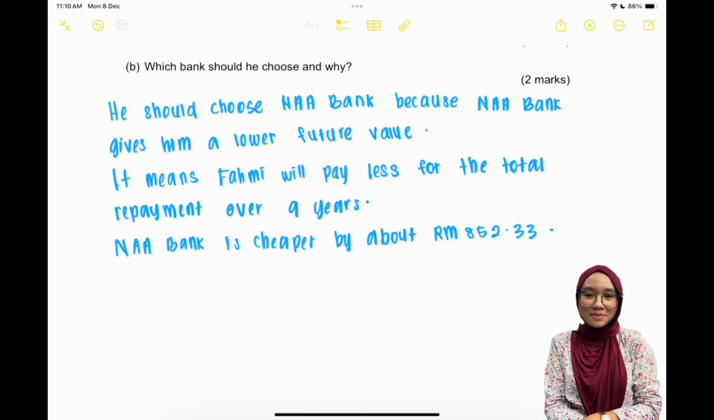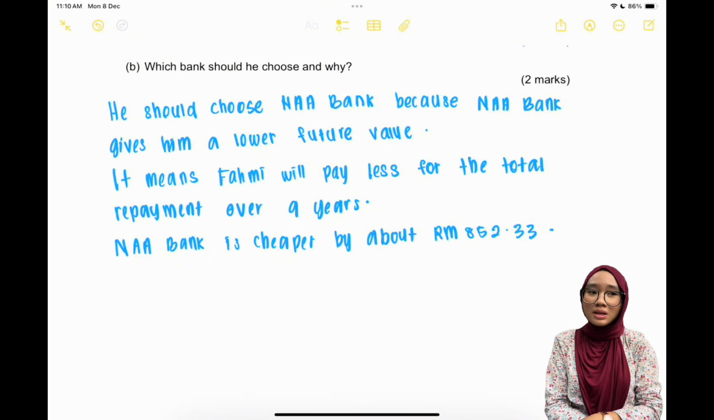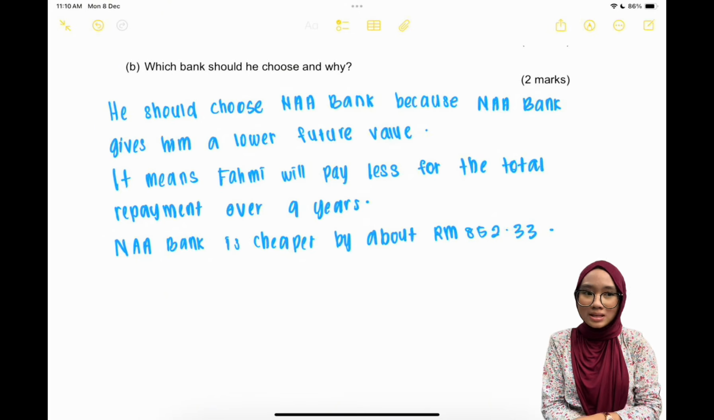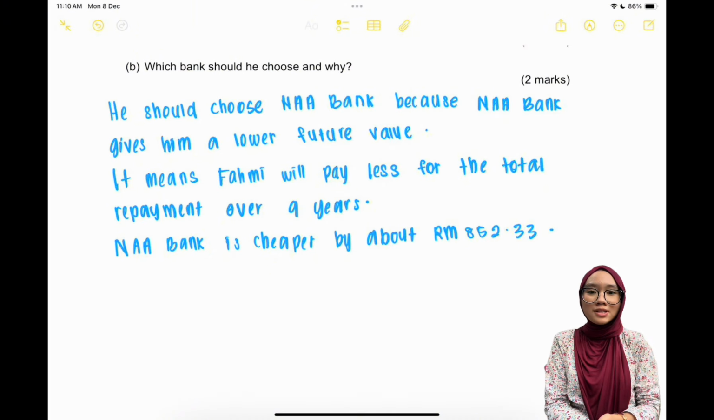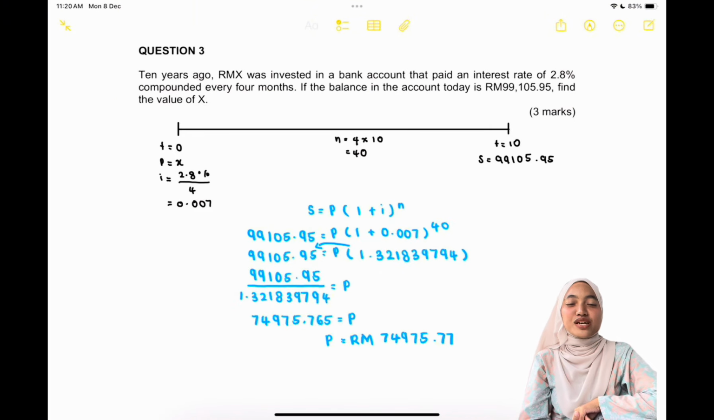S is RM89,023.43. So for question B, Fahmi should choose AA bank because AA bank gives him a lower future value. It means he will pay less for the total repayment over 9 years. AA bank is cheaper by about RM852.33.